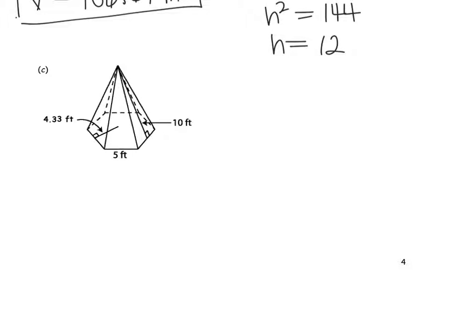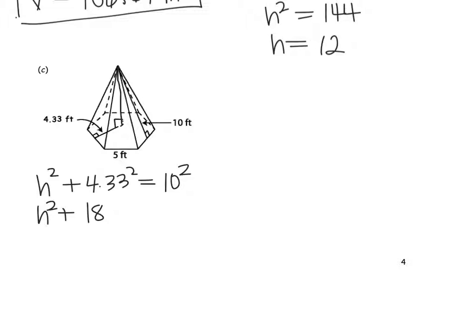In our last example, we have to do the same thing. We aren't given our perpendicular height, but we know our slant height is 10, and we know the distance from the center of our hexagonal base to the sides is 4.33. So we can use that to solve for our height. Our height squared plus 4.33 squared is going to equal 10 squared. When we square 4.33, we end up with 18.7489, and then 10 squared is 100.